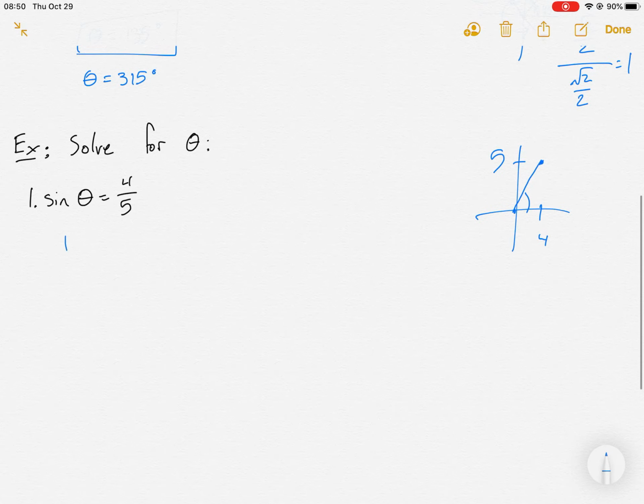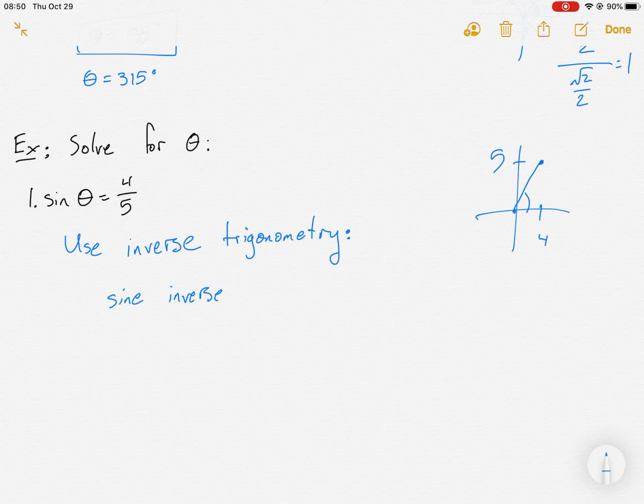We're going to use inverse trigonometry. And for this problem specifically, we're going to use sine inverse, which is represented by sine with a -1 on it, or sometimes we use arcsine. I often use the -1 just because it's easier to write, but arcsine, you'll also see that a lot.